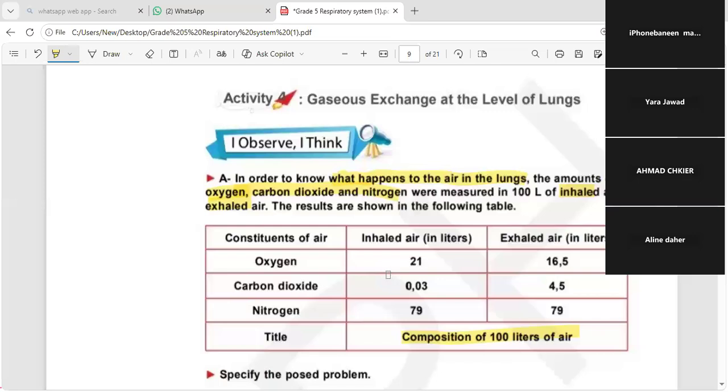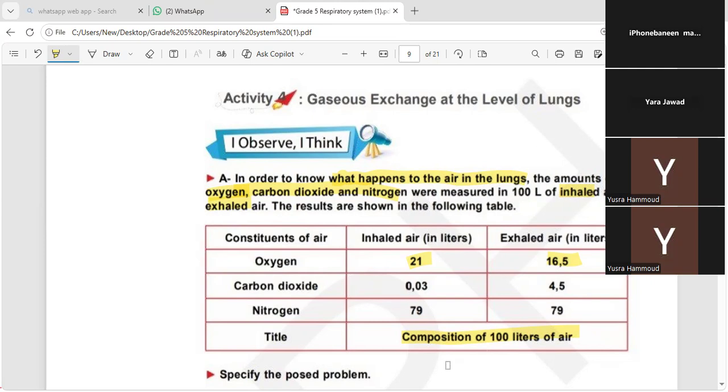Yes, Yara. 21. How much is the amount of oxygen in exhaled air? 16.5. Yes, don't forget the unit, liters. Does it increase or decrease? Decrease. But where does this oxygen go? Who takes it? You should think. The human body, the lungs take it to give it to all the organs of the body.